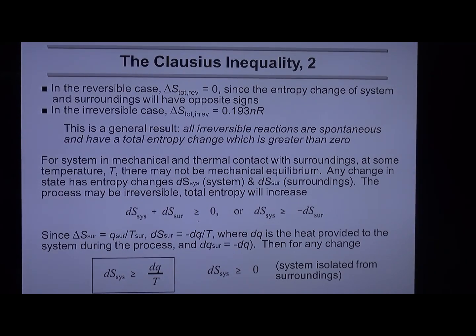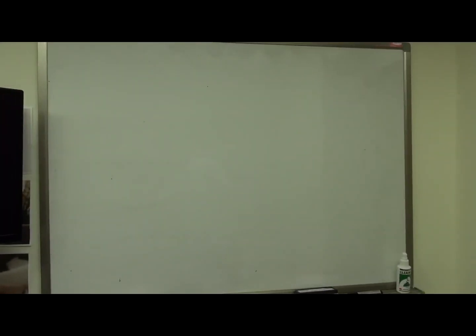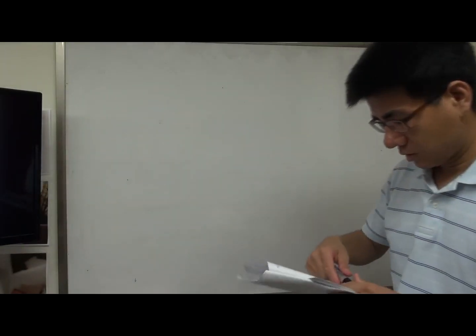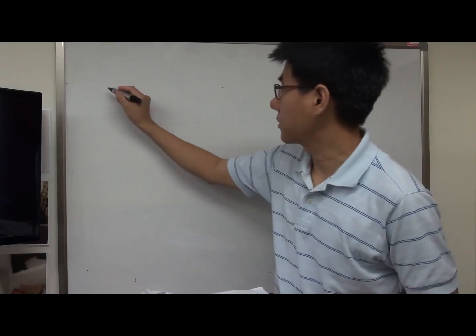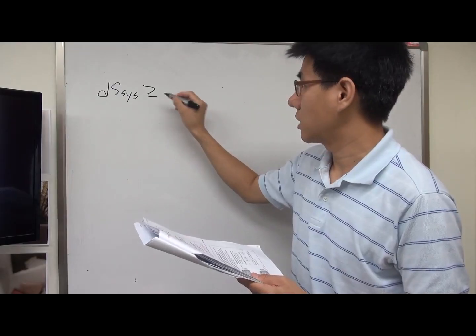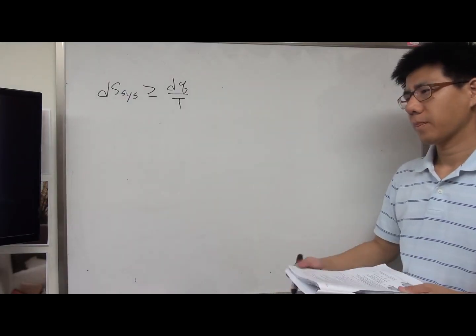Similarly, we can get similar expressions, which is called Clausius inequality, as shown in this box. This is actually very simple. Let's use the whiteboard. Clausius inequality, which is represented as dS system is always larger or equal to dq over T. What does this mean?